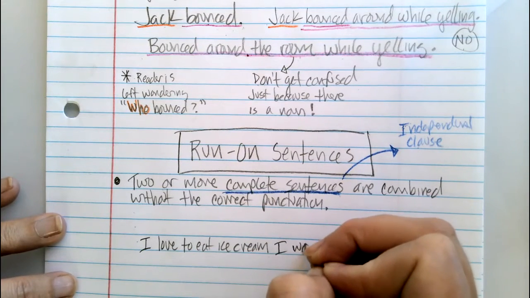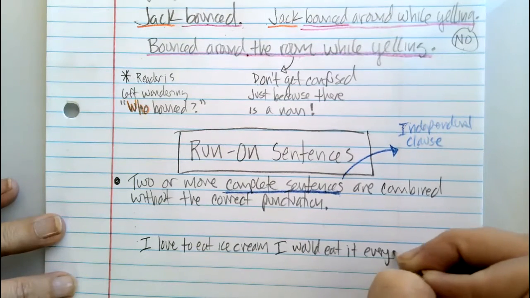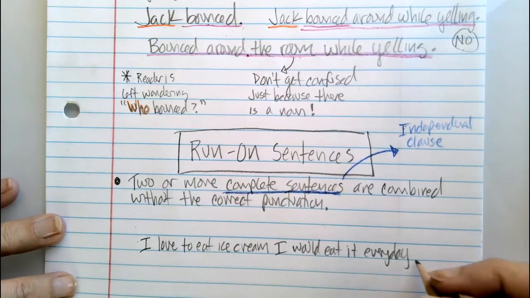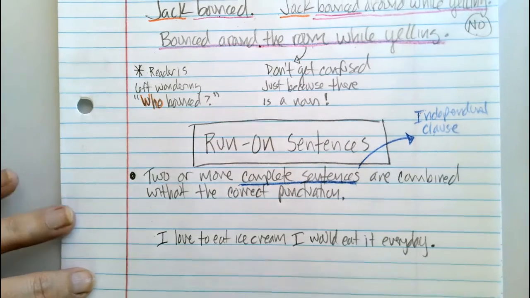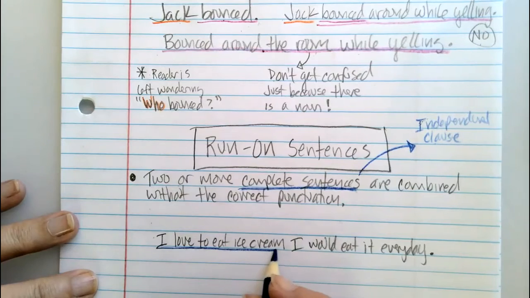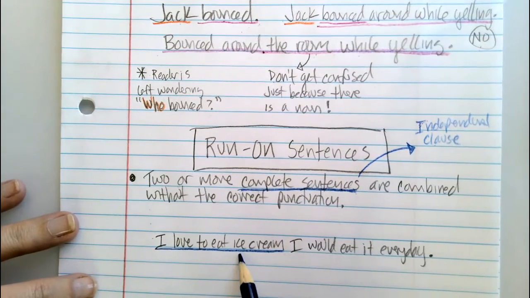I would eat it every day. Okay. We put a period here. This is a run-on sentence. Why? Well, let's pick up our dark blue again, because I love to eat ice cream is an independent clause. It is a complete sentence. It stands alone on its own.